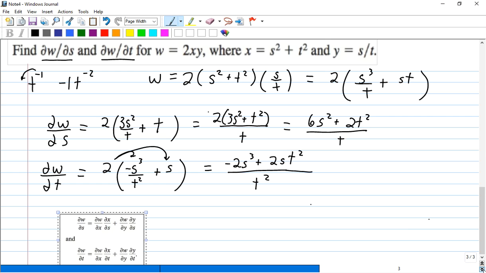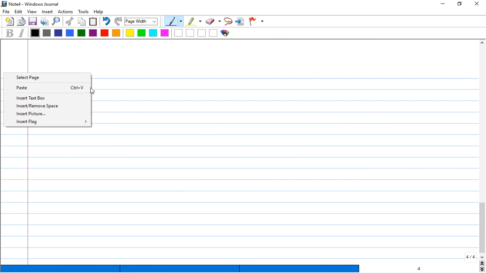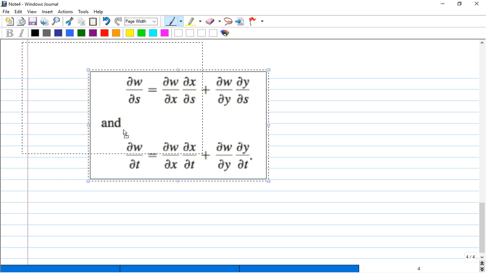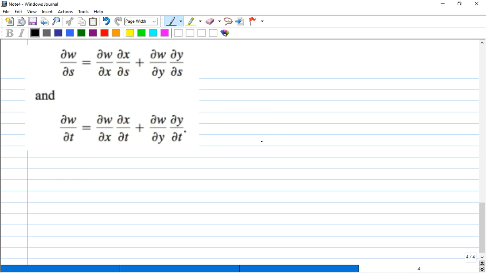So, let me see, I'm going to put that on the next page and make it a little bigger. Here are the 2 formulas, and they're almost exactly the same as before. If you want to take the partial derivative of w with respect to s, you can do it like this. You can say the partial derivative of w with respect to x times the partial derivative of x with respect to s, plus the partial derivative of w with respect to y times the partial derivative of y with respect to s.